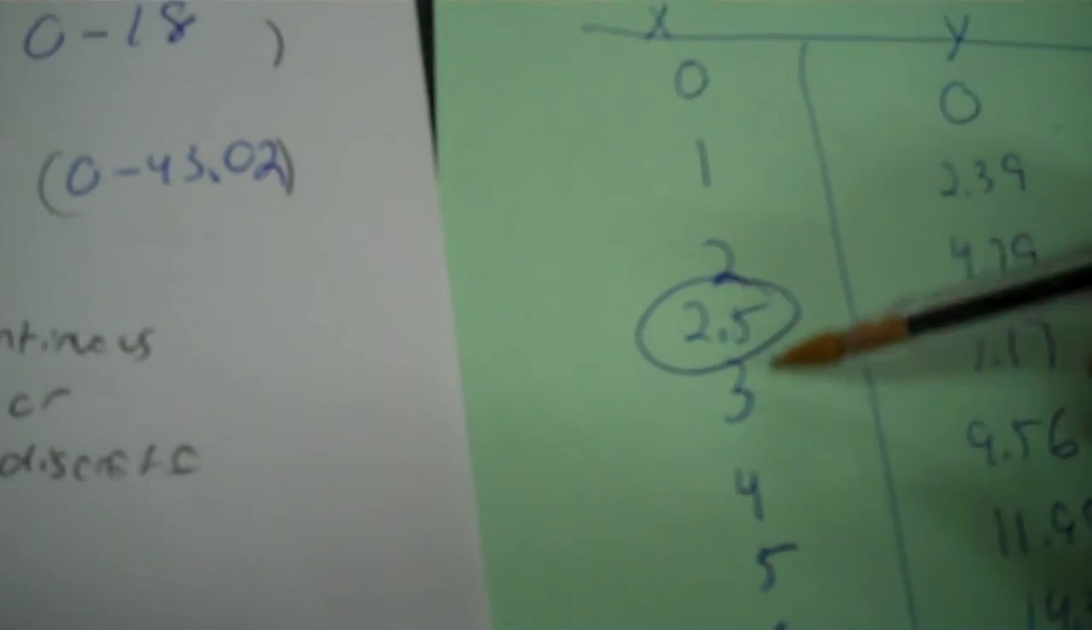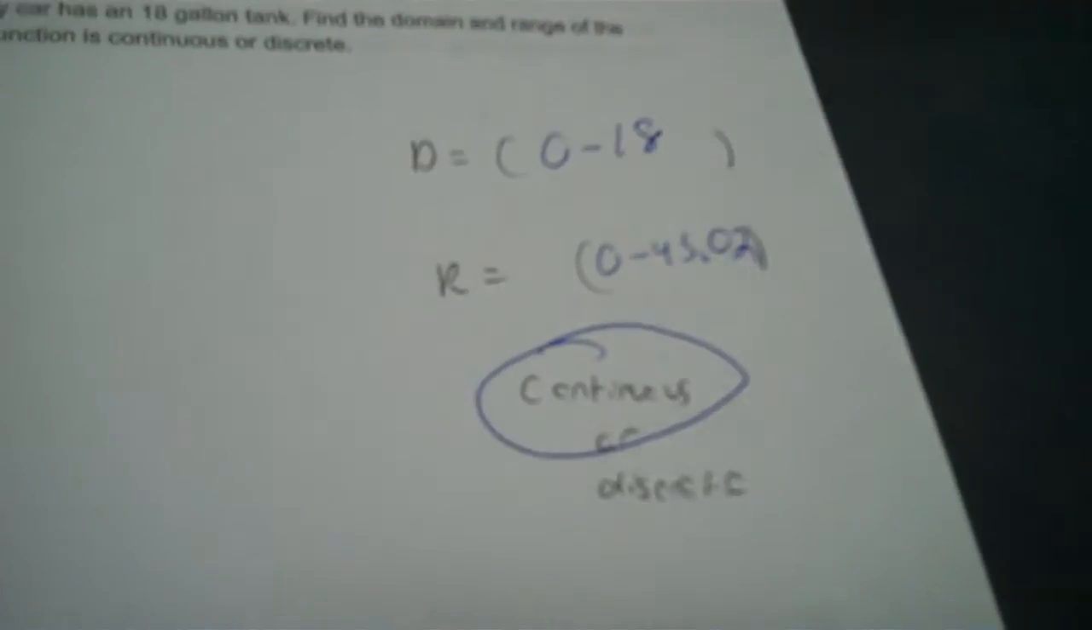Now, continuous or discrete? Put a 0.5, go 2.5, okay? It doesn't matter where the 0.5 is. Can you pump 2.5 gallons of gas? Yeah, you can. When you're doing measurements like gallons, quarts, decimals are included, okay? So if decimals happen, it's continuous, okay? On to the next one.